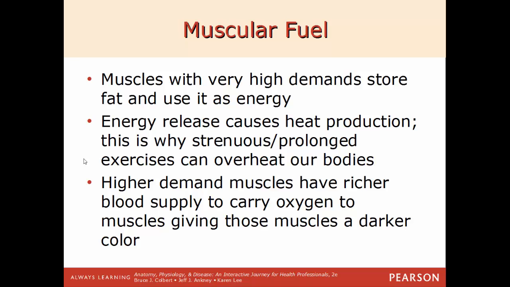Now, muscles that have a high demand will store fat and use that for energy source also. Now, whenever you have an energy release, this causes heat to be made, which is why prolonged, strenuous exercise can overheat your body, because you're producing more and more heat the more active you are, and the longer that you are active. And muscles that are under higher demand often have a richer blood supply because they need more oxygen for them to work. And these muscles will tend to have a darker color compared to other muscles.